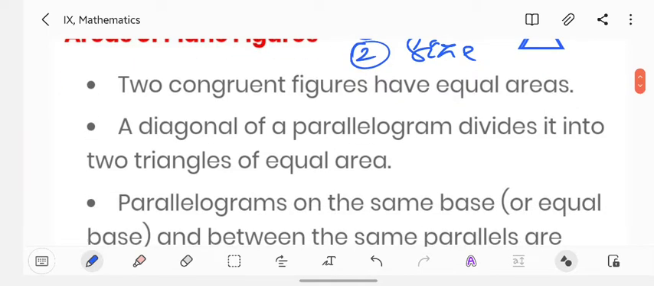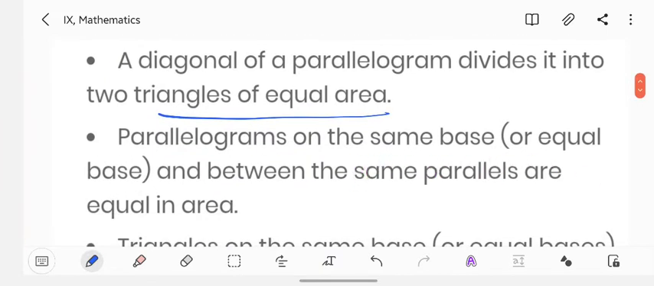So circles with the same radii are congruent. A line segment has a definite length, so two line segments of the same length are congruent figures. Next one is that the diagonal of a parallelogram divides it into two triangles of equal area. This also we have seen already.